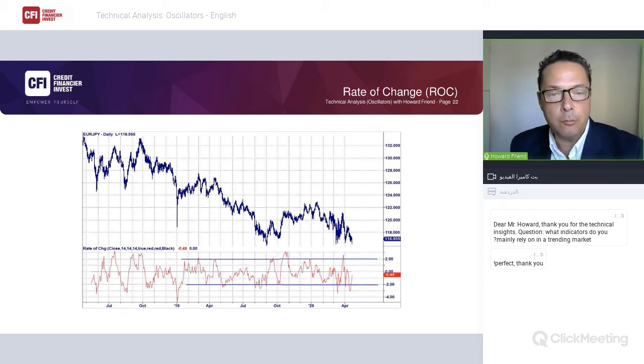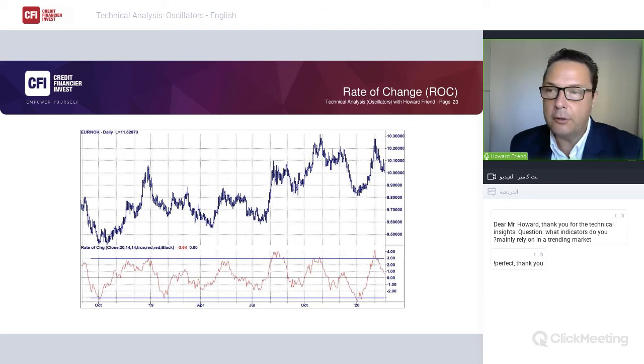So what you can see with this one is, for quite a long period, 2 yen to the upside, 2 yen to the downside on the 14 period. In this case, the 14 period rate of change provides fairly good areas for overbought and oversold.